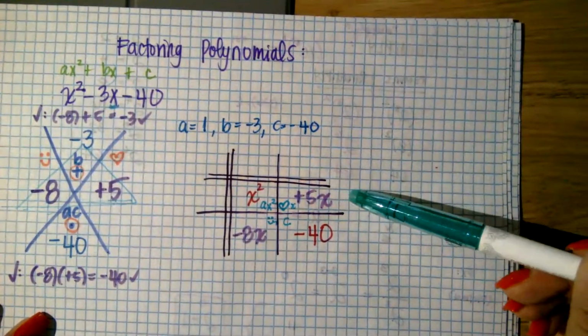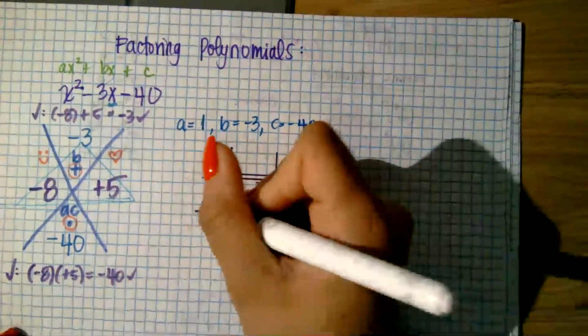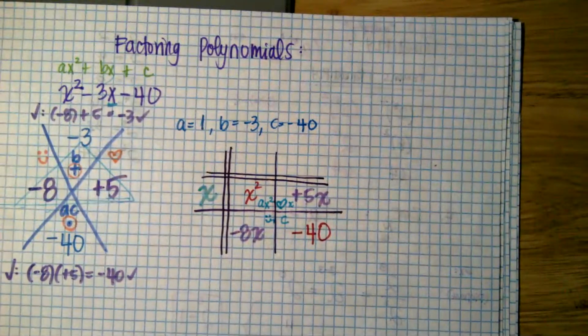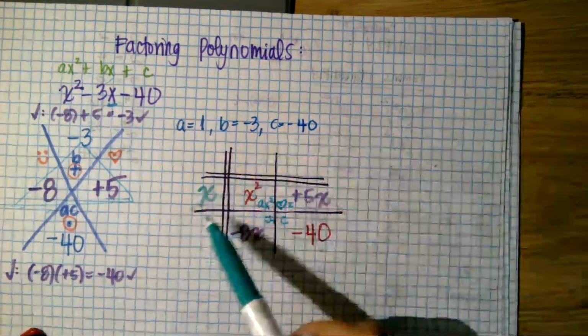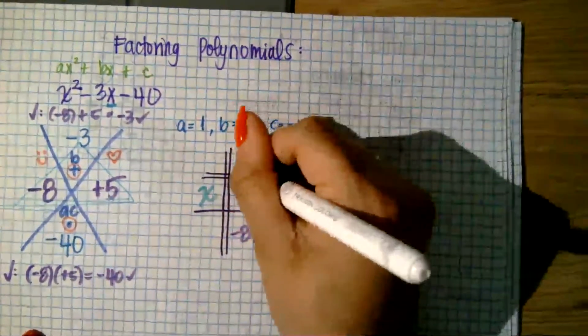What is a common factor between positive 5x and x squared? If you say x, that's correct. So x is a common factor between them because they both have it. So now that's all I needed to do. The rest, I'm going to look at x times what gives me x squared. That's going to be an x.